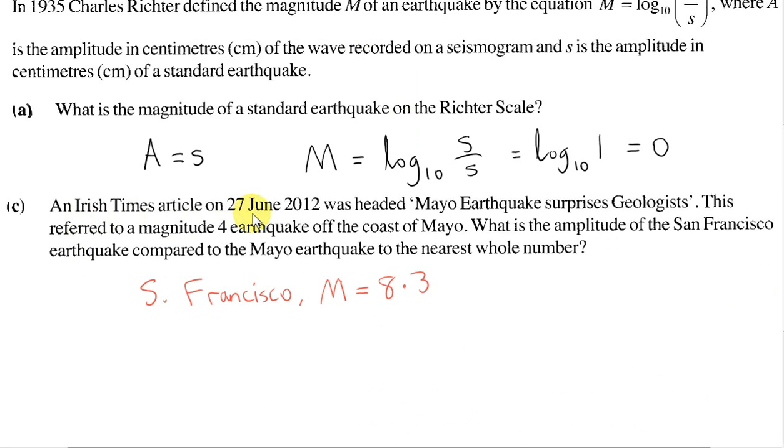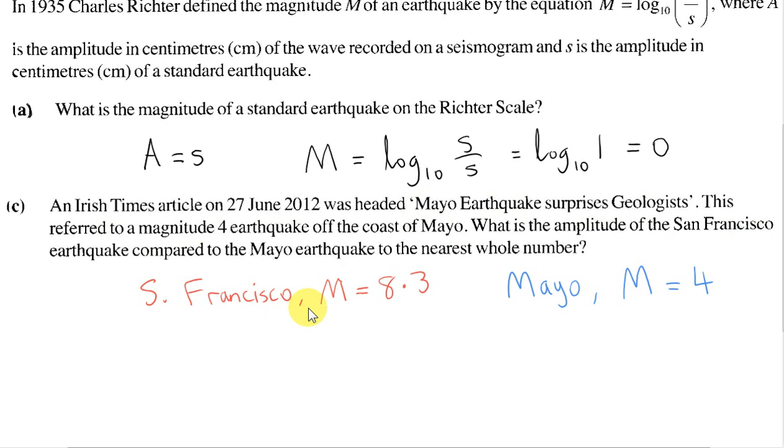An Irish Times article on 27th of June 2012 was headed "Mayo Earthquake Surprises Geologists." This referred to a magnitude 4 earthquake off the coast of Mayo. What is the amplitude of the San Francisco earthquake compared to the Mayo earthquake to the nearest whole number? Now when we have to compare these amplitudes, it means we're going to get the ratio of the amplitudes. That's better than getting the difference in the amplitudes.